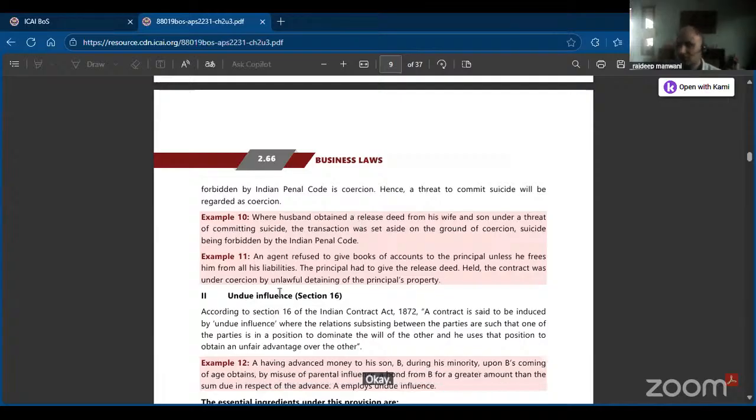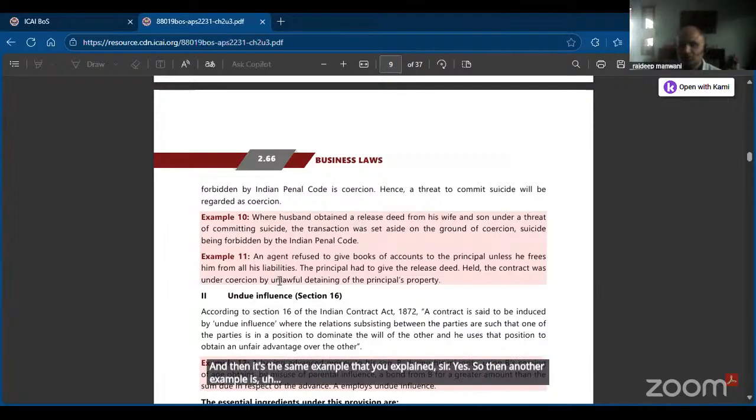Okay. So then another example is agent refused to give books of accounts to principal. That was Muttaya versus Muttu Karpane. In case you are finding it difficult to write these names, write it off in the textbook or something. Take a printout.